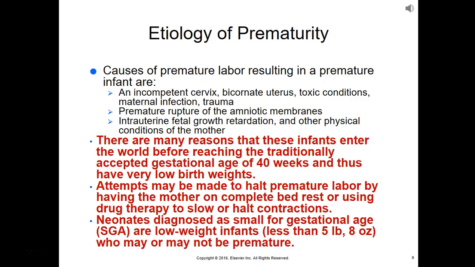There are many reasons that these infants enter the world before reaching the traditionally accepted gestational age of 40 weeks, and thus they have very low birth weights. Attempts may be made to halt premature labor by having the mother on complete bed rest or using drug therapy to slow or halt contractions. Neonates diagnosed as small for gestational age are low-weight infants that weigh less than 5 pounds 8 ounces, so less than 5.5 pounds, who may or may not be premature. So it could be a 40-week baby and weigh 5.5 pounds and be considered a low-weight infant.